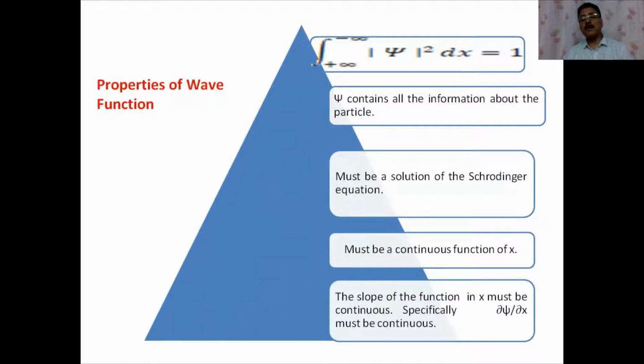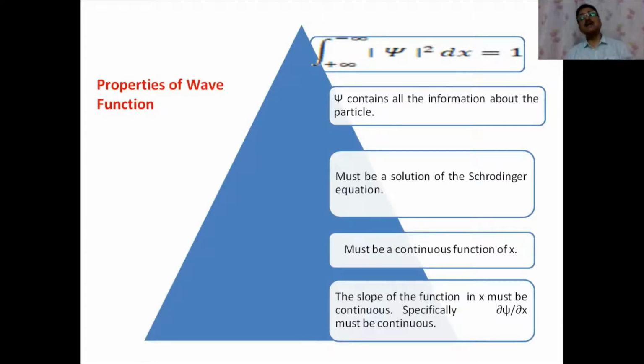The slope of the function in x must be continuous, that you know. Specifically, d psi dx must be continuous. And one more, very important point. The solution of the Schrödinger wave equation will give the wave function psi, and psi will contain all the information about the particle. All the information about the particle will be inherent in psi.